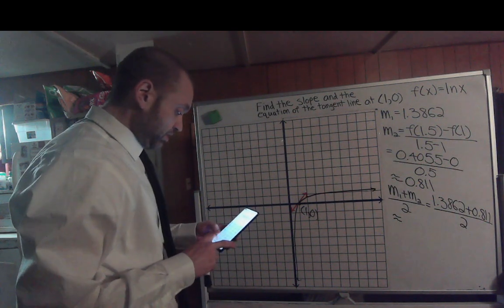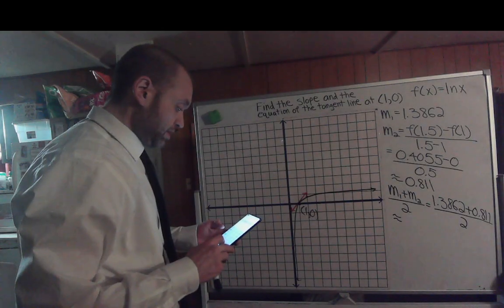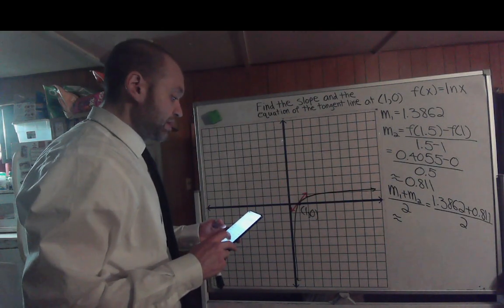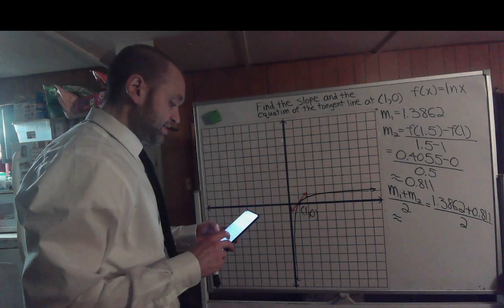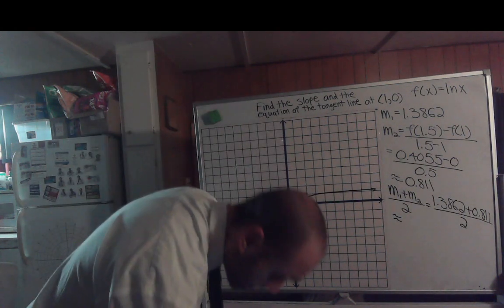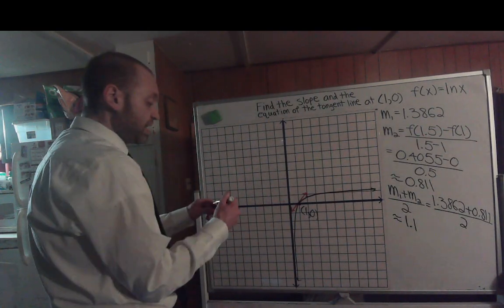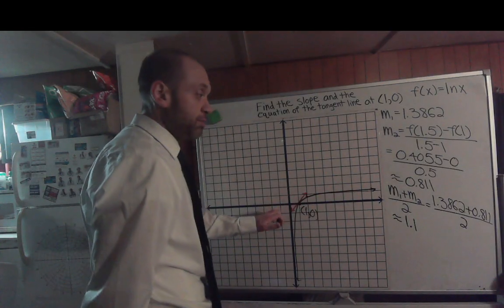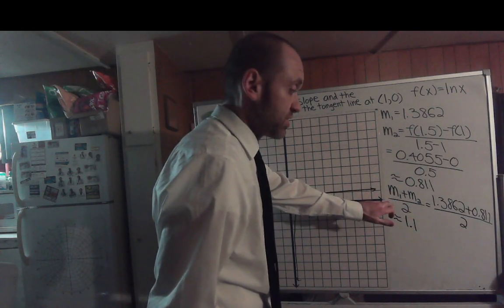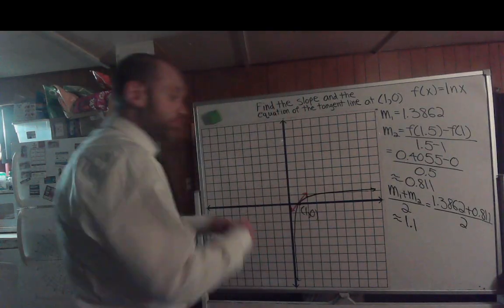1.3862 plus 0.81 gives me about 2.1962. Divide that by 2, I get about 1.0981. So that would give me about 1.1. My slope of the tangent line, if I use the half unit apart secant lines and average the slopes, is about 1.1.